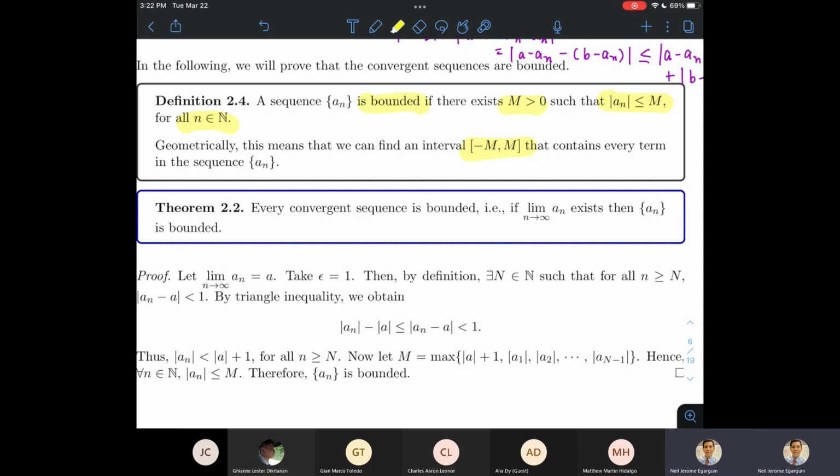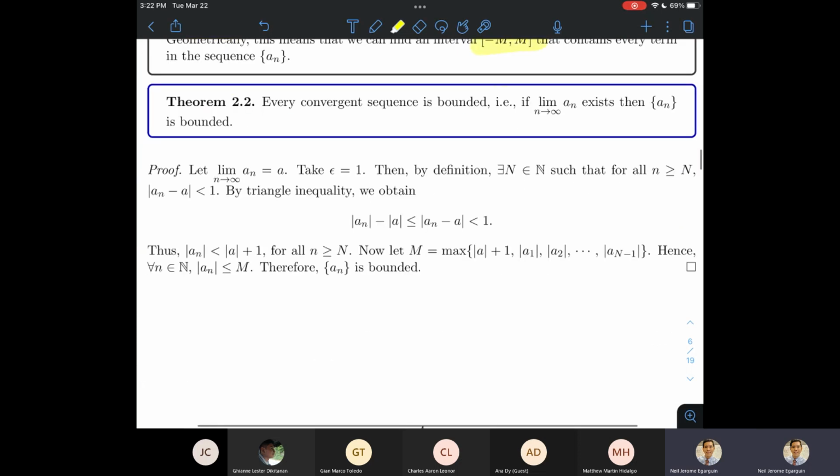Now, what's a good thing about boundedness? Boundedness is an inherent property of convergent sequences. That is, if we have a convergent sequence, it is necessarily bounded. At yun yung sinasabi ng Theorem 2.2. Kapag convergent yung sequence, siya ay bounded. Okay? So pag lahat pala ng convergent sequences, kaya nating ikulong sa loob ng isang closed interval. Okay? Let's take a look at the proof.